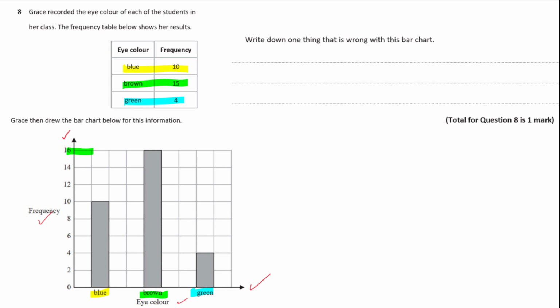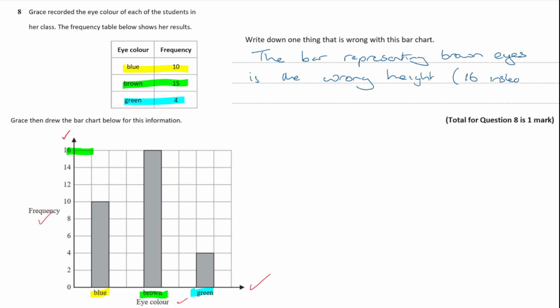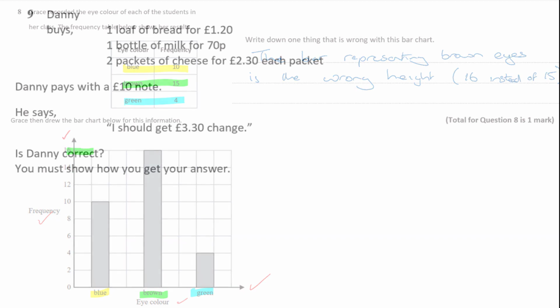So what are we going to write down? We're going to write down one thing that is wrong with the bar chart. The bar representing brown eyes is the wrong height, and it is 16 instead of 15.